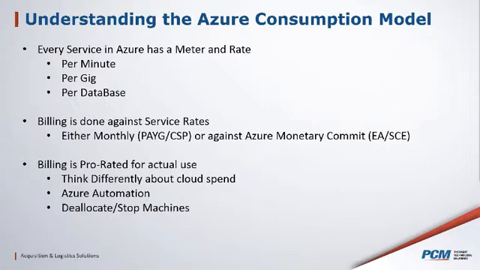Storage of different types, whether it is block blob or disk blob or page blob, whether it is locally redundant or geo-redundant, will have its own cost per gig. And then things like Azure SQL Database, based on the database size and tier, will have its own separate rate. All of the Azure services that we saw on the last slide will have their own separate meter and rate.